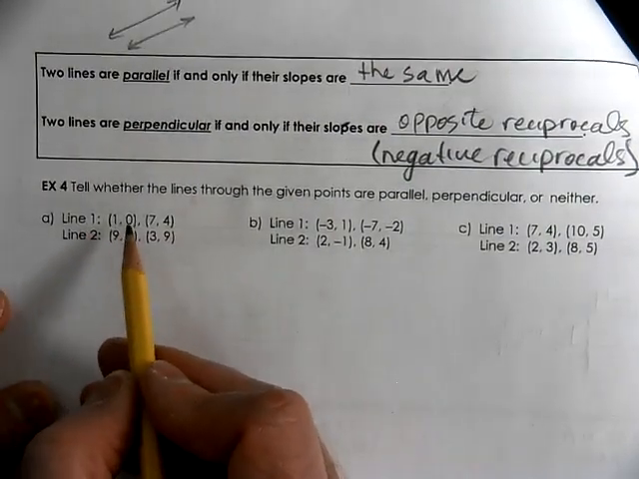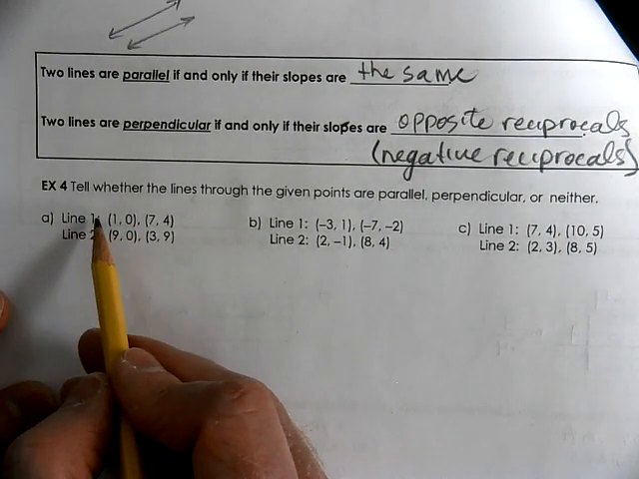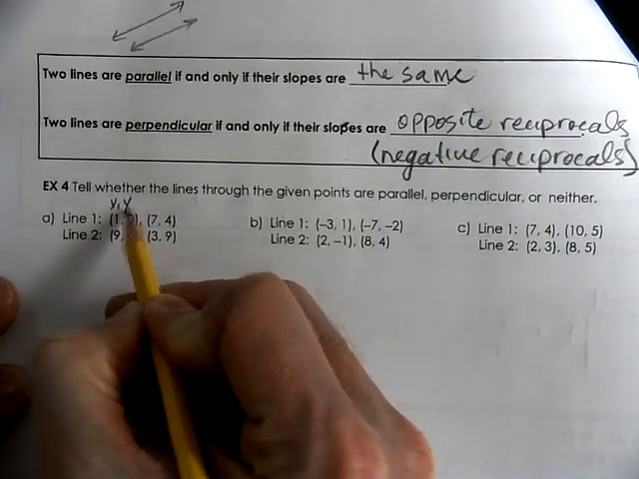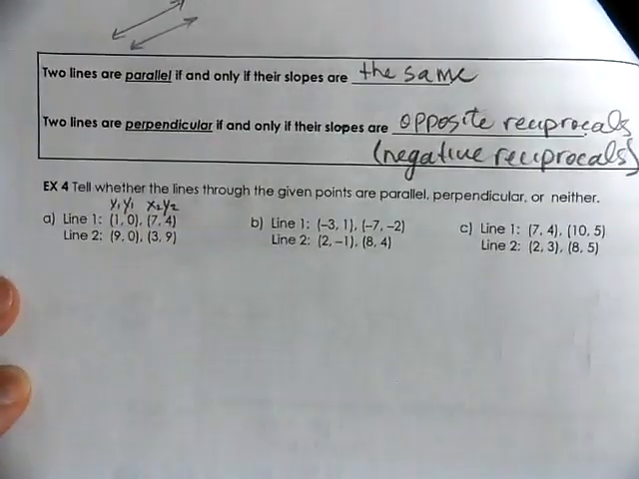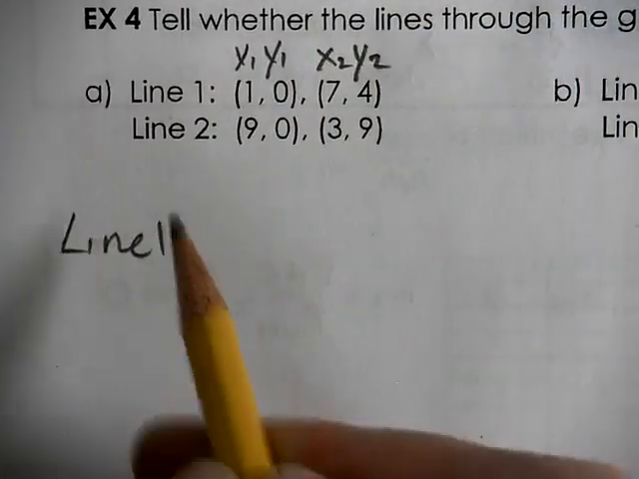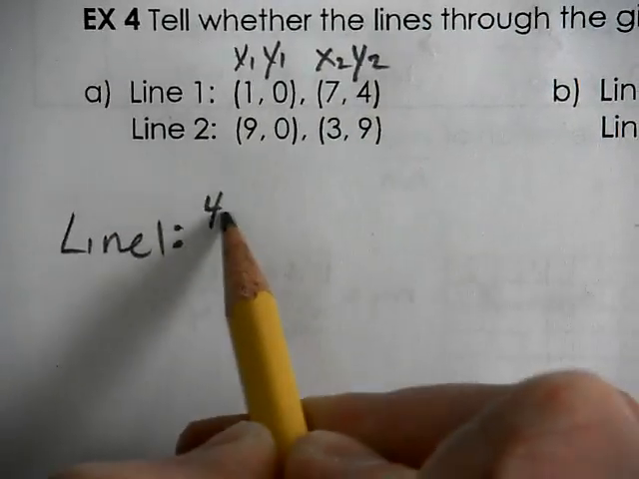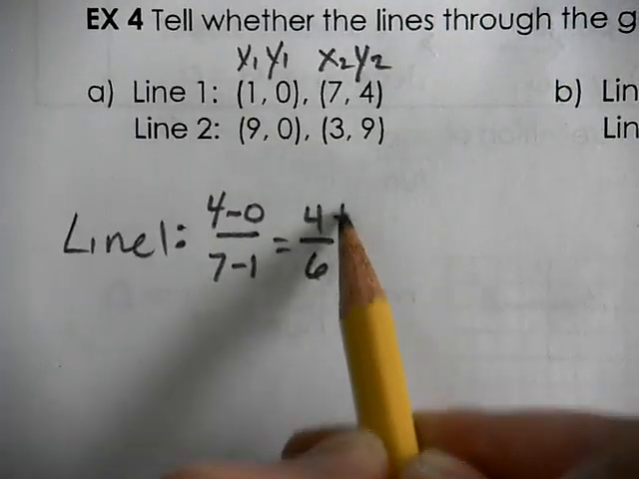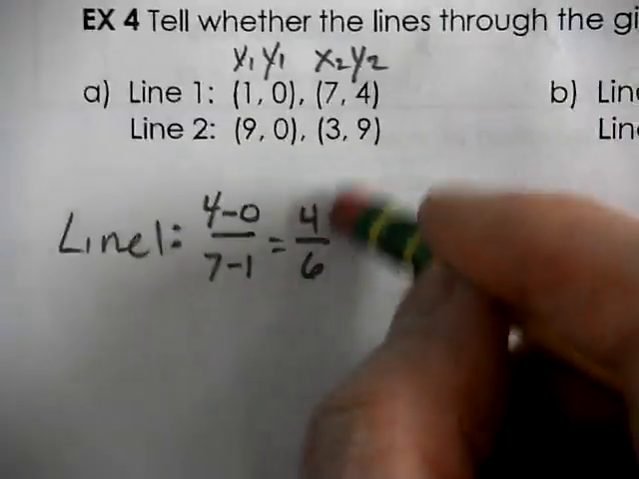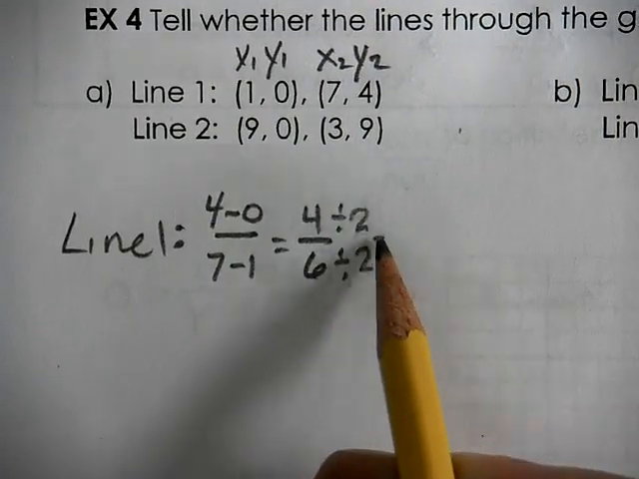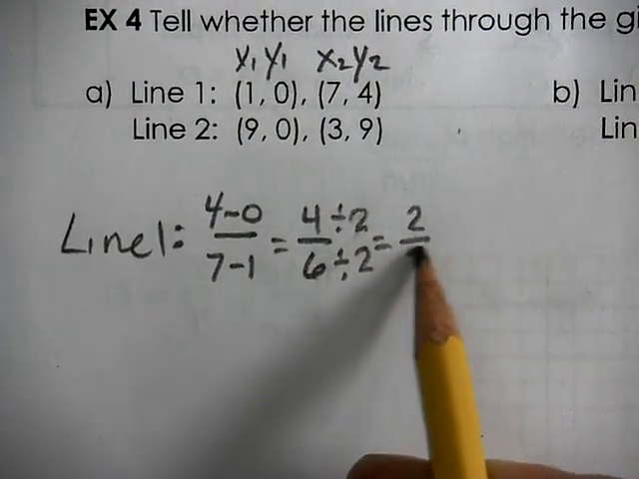So we're going to look at these lines. Line number 1 is made up of these 2 points. Line number 2 is made up of those 2 points. So we're going to put x1, y1, x2, y2. We're going to label our points. We're going to find the slope of line 1, which is 4 minus 0 over 7 minus 1. That's 4 over 6. That can be reduced. What number goes into 4 and into 6? I'm dividing both of those numbers by 2, so I get 2 over 3.